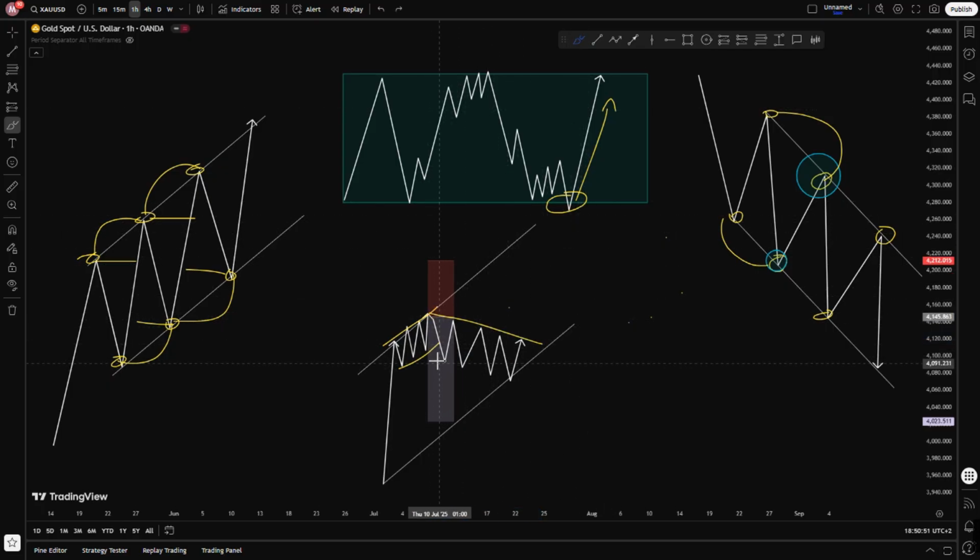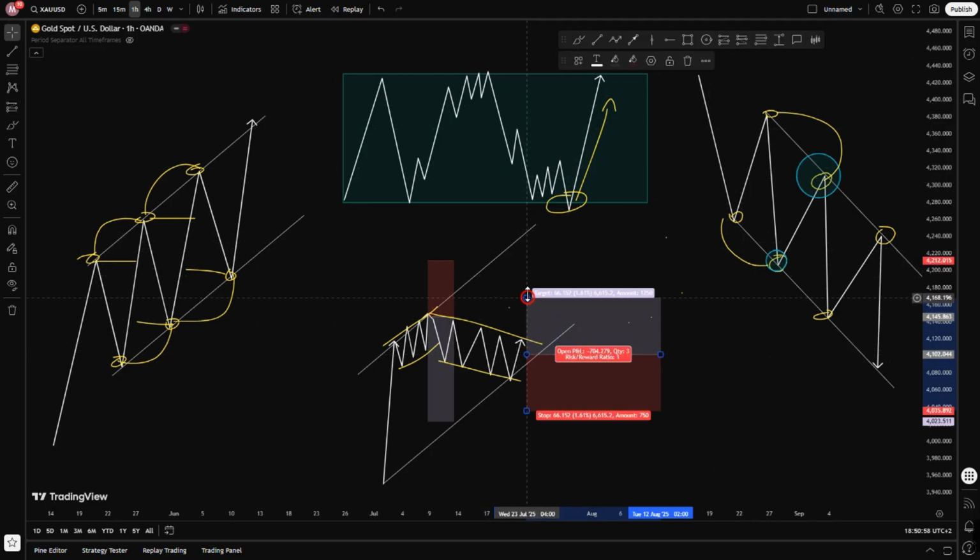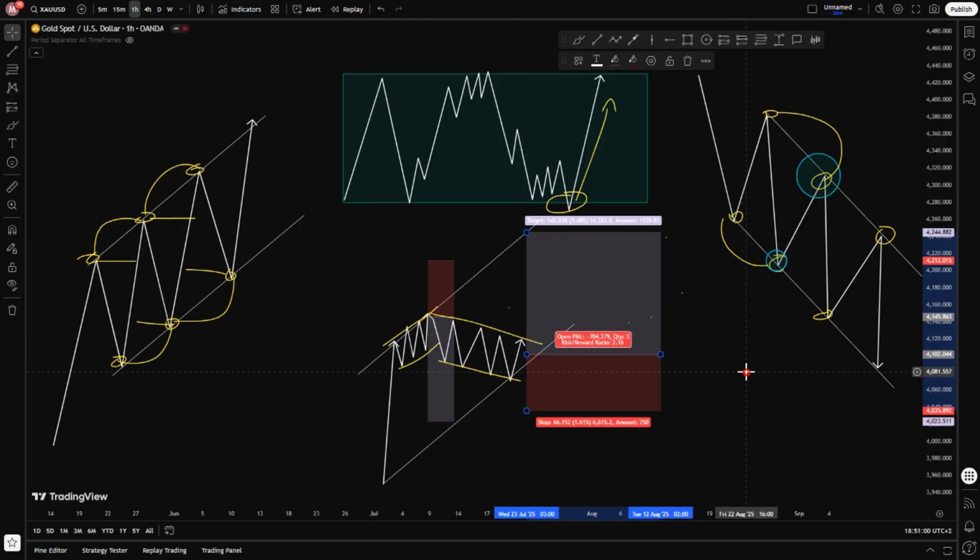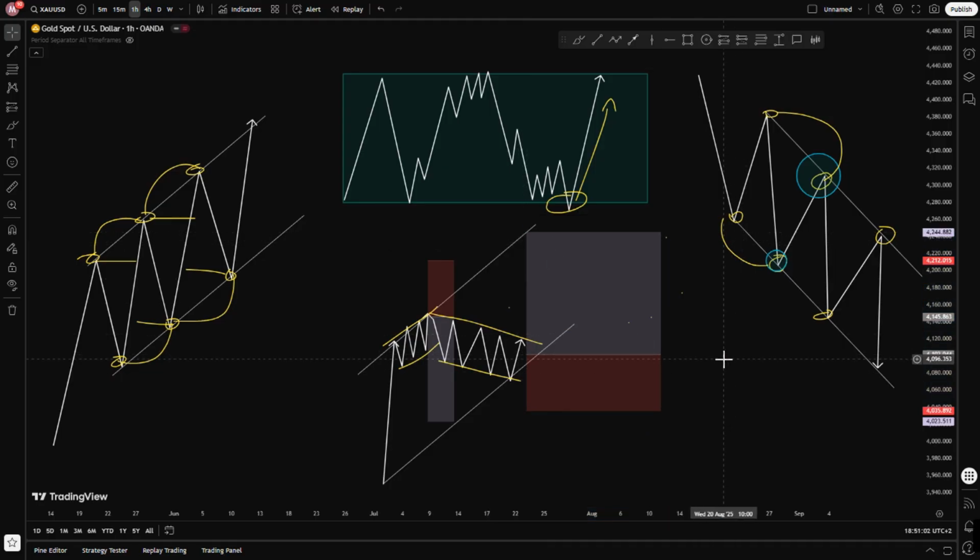This concept is formally called a continuation pattern. It tells us that the market isn't done moving in the original direction yet. It's just taking a breather. By recognizing these patterns in the context of market structure, you can time your entries more precisely and manage risk better.